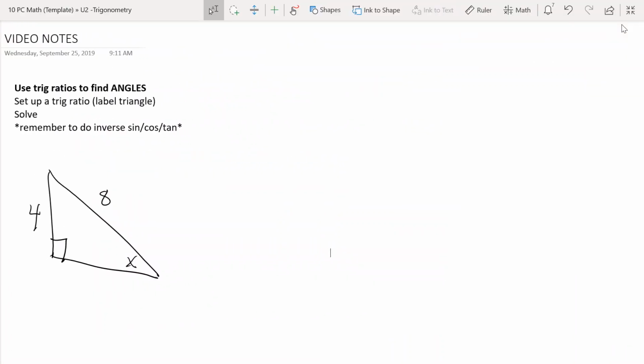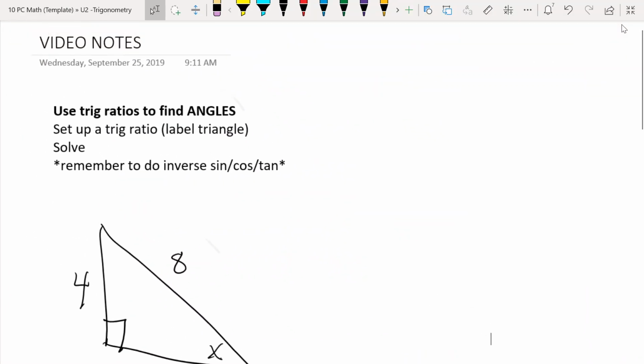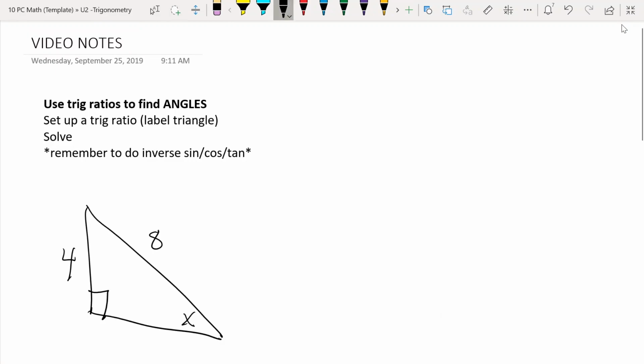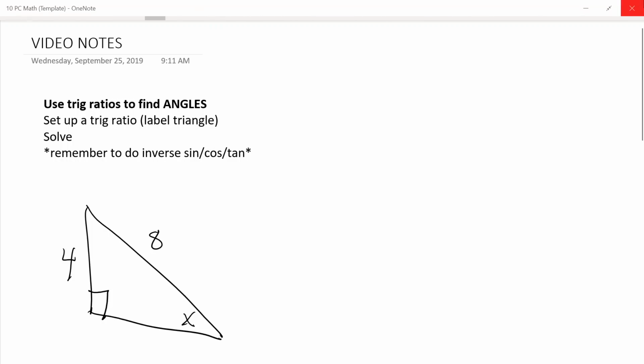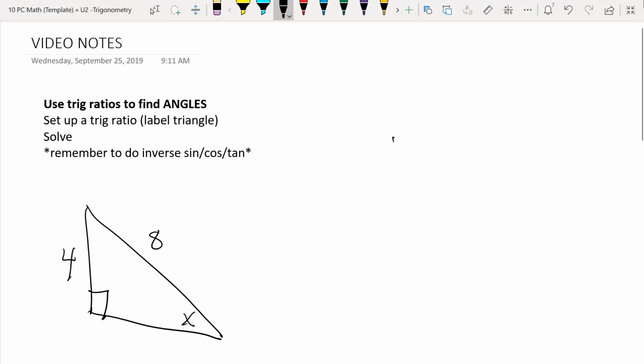All right, today we're doing a very similar thing, but the difference is this time we're trying to find missing angles instead of just missing side lengths. So if I have my triangle set up like this, we're going to do the exact same process we would last time, where we label it and actually solve. So this is my angle. So this is going to be opposite, hypotenuse, adjacent. I'm obviously using opposite and hypotenuse, so I'm going to set up a sine ratio.